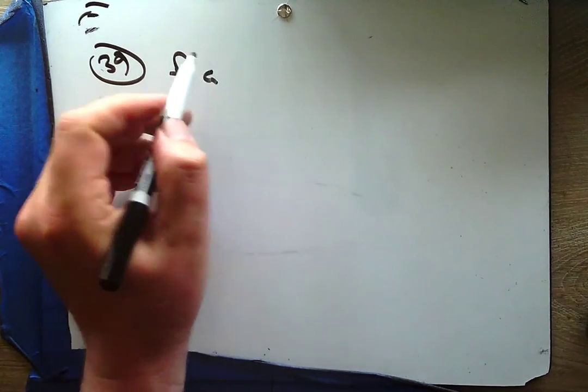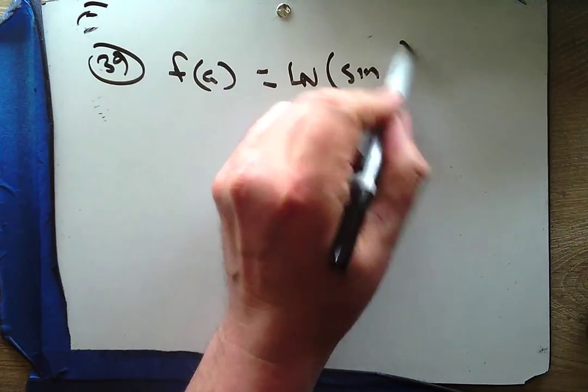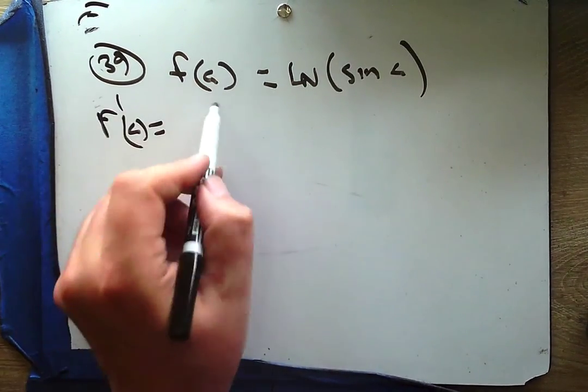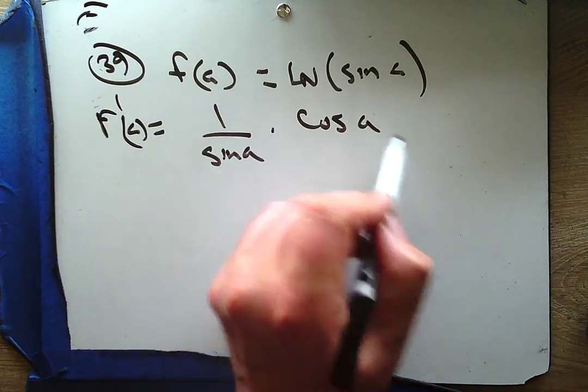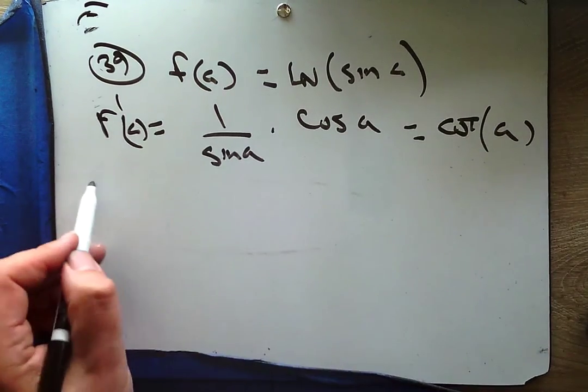f of alpha equals the ln of sine alpha. So f prime of alpha is going to be 1 over sine alpha times the derivative of sine, which is cosine, and so I get cotangent alpha. 40.